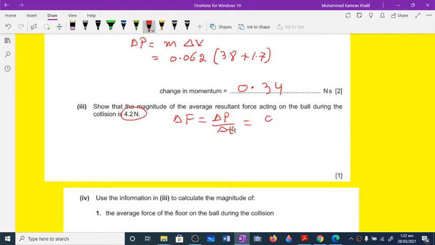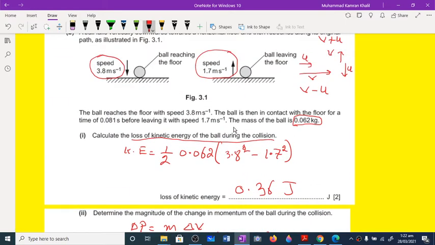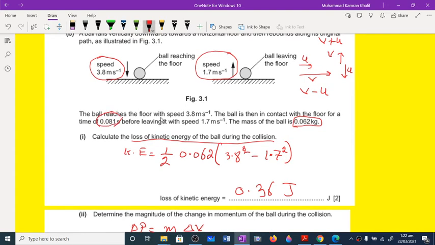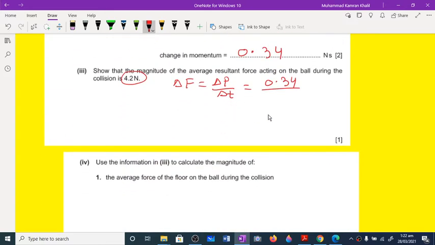The momentum we have already calculated, and what is the time given? The time given in this question is 0.081. So we divide the momentum by 0.081, and then we will get the answer 4.2 Newton, which is required.